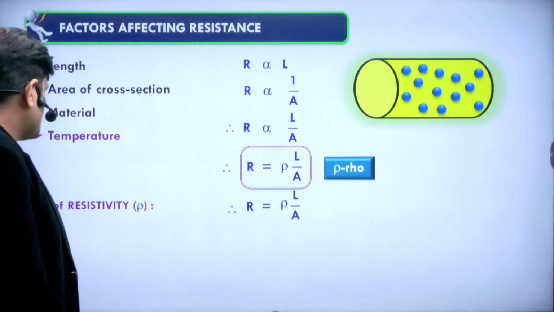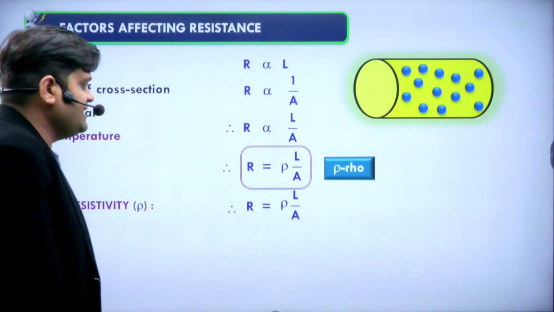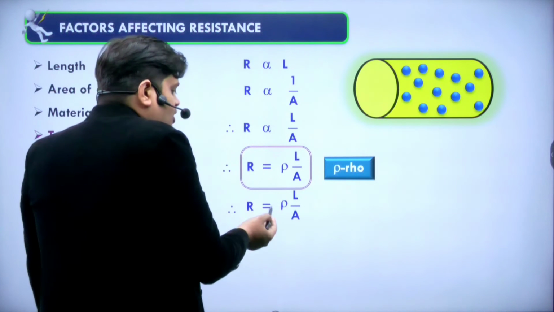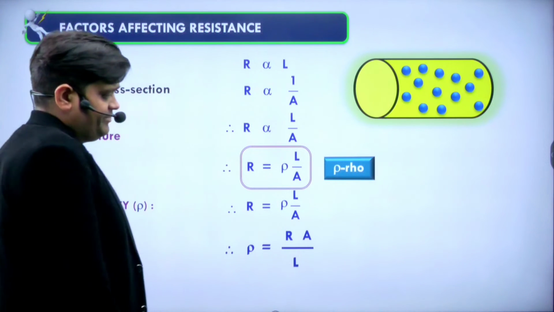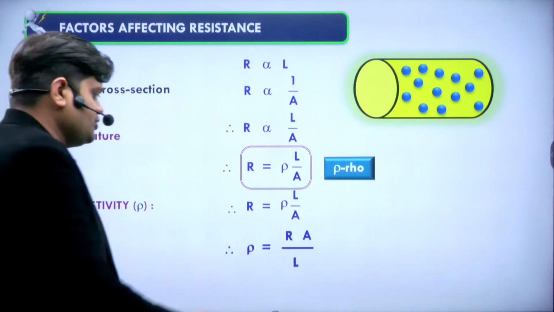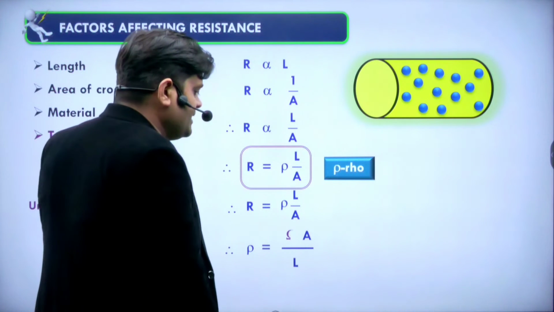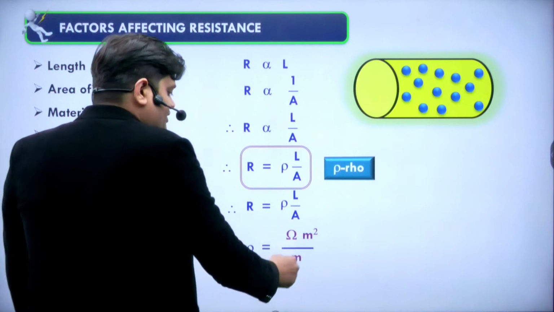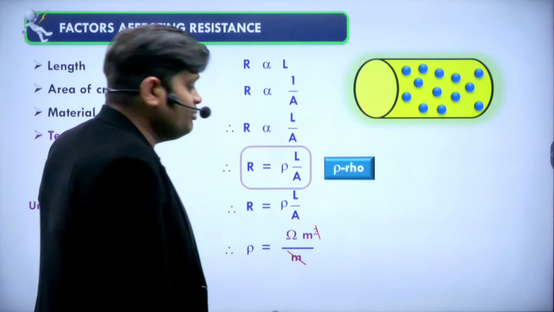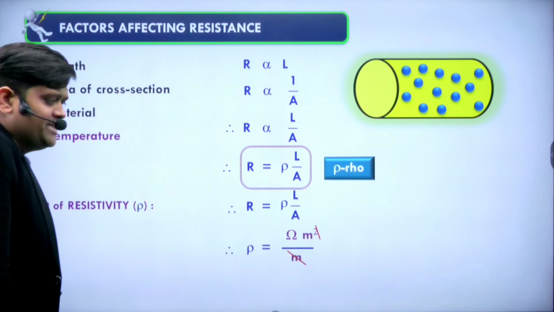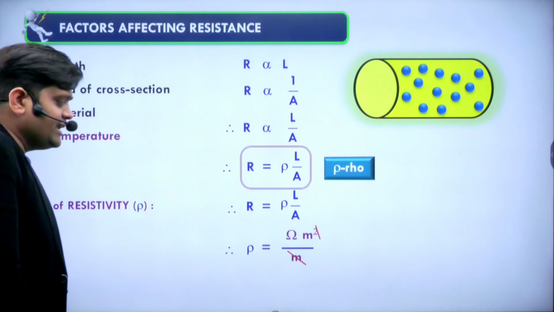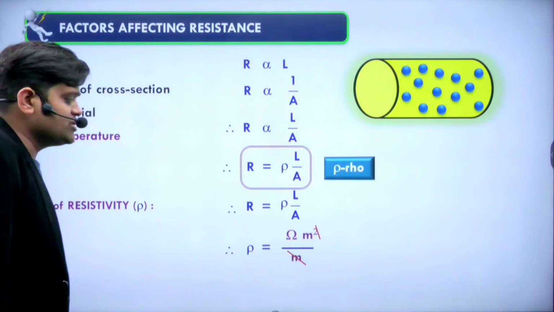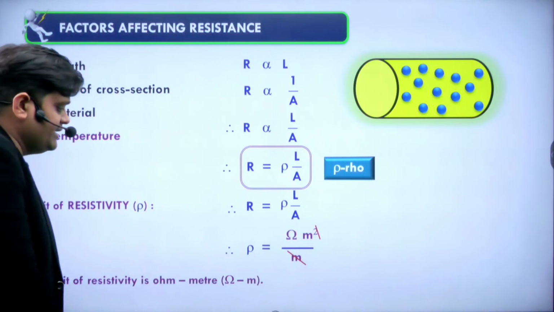Okay, my dear. Here, for the unit of the resistivity, we can say that R equals rho L upon A, which means rho equals R A by L. The unit of R is ohm, A is meter square, and L is meter. After cancelling, we find ohm into meter. So the SI unit of resistivity is ohm into meter. Understand? Ohm into meter.